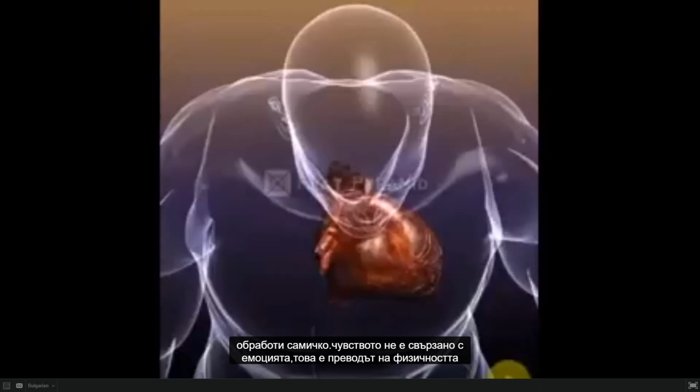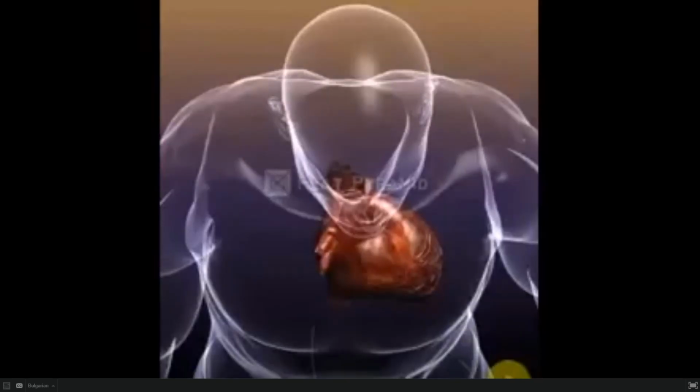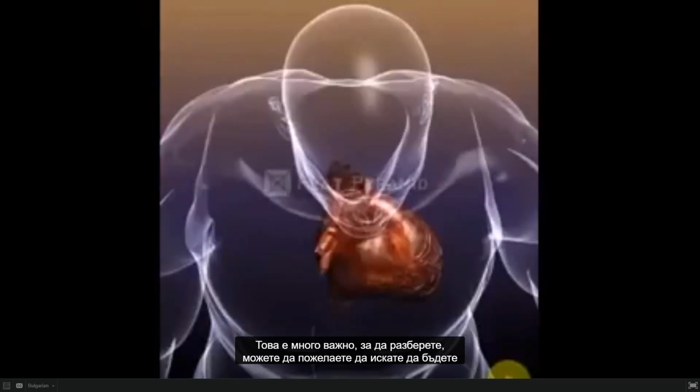And feeling has to do not with the emotion. It's the translation of the physicality in respect to emotion. So if you change the emotion, the feeling will change with it according to what the physicality allows to change. This is very, very important to understand. You can wish you want to be good. You wish you can walk, but you don't feel like walking because the physicality says, I don't have it to walk. Then you find out you do not achieve.